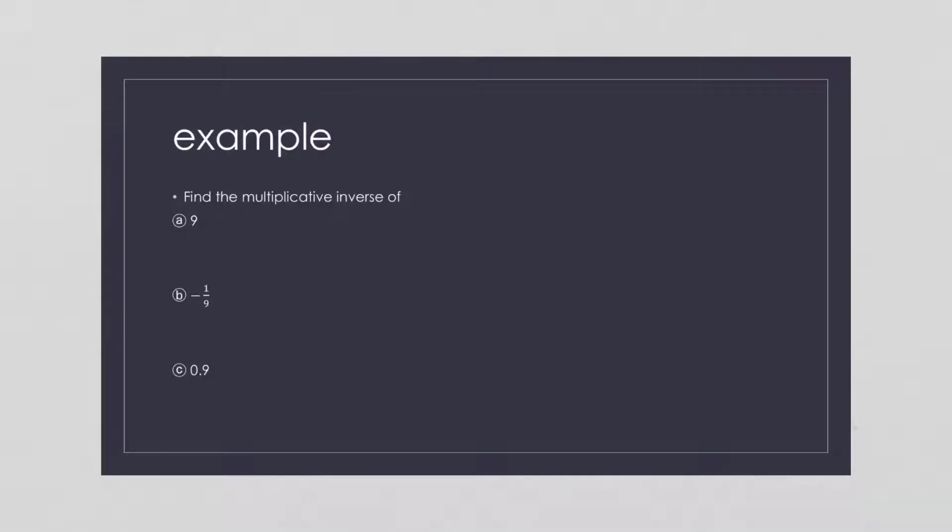Okay, our multiplicative inverse is going to be its reciprocal. So the reciprocal of 9 is 1/9. The reciprocal of negative 1/9 is negative 9. Notice how I'm keeping the signs the same. And on C, I can't really do the multiplicative inverse until I first change this into a fraction. So 0.9 can be written as 9/10. So its multiplicative inverse is 10/9.